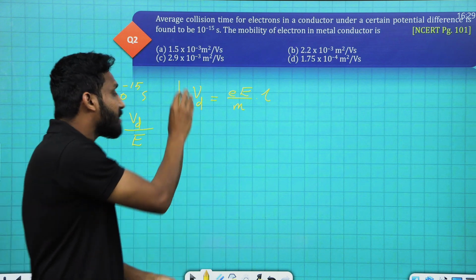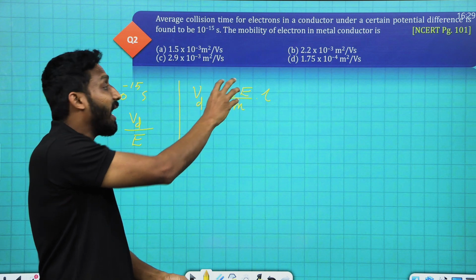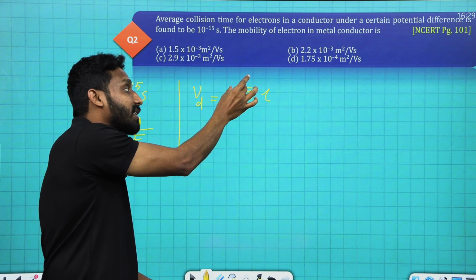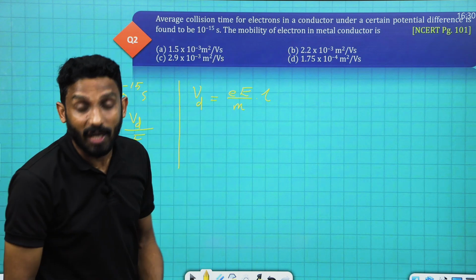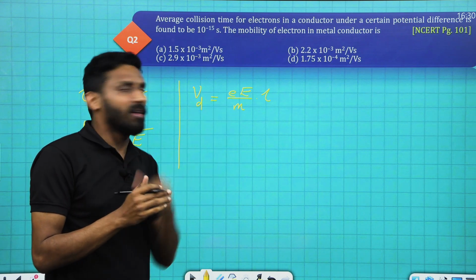Clear? This is the equation v is equal to u plus at. Here u is 0. Acceleration is force by mass. Force is charge into field intensity. Charge into field intensity is the force, force by mass is acceleration, acceleration into time is the final speed. This is how we derive this formula.